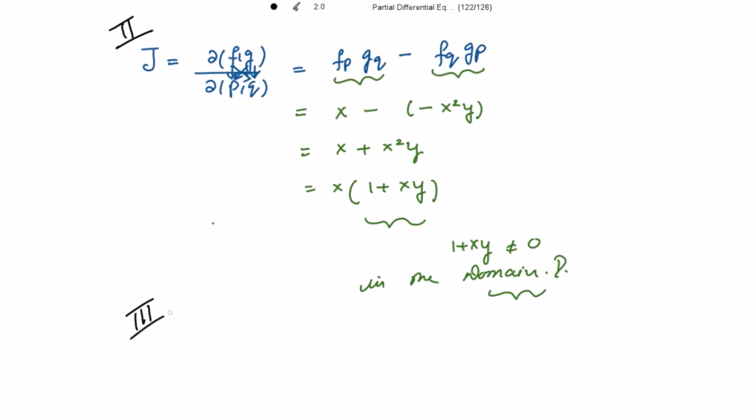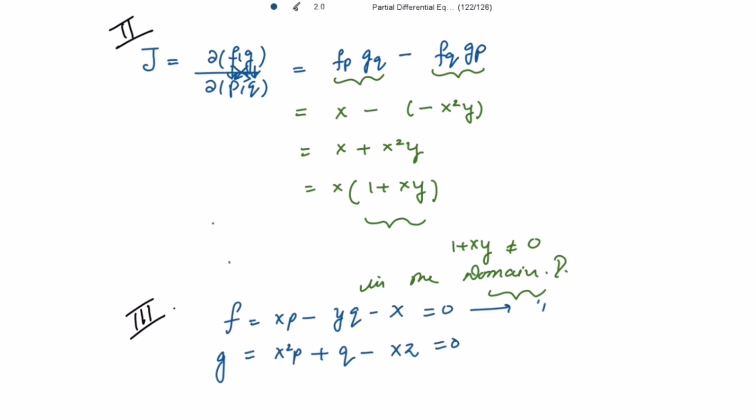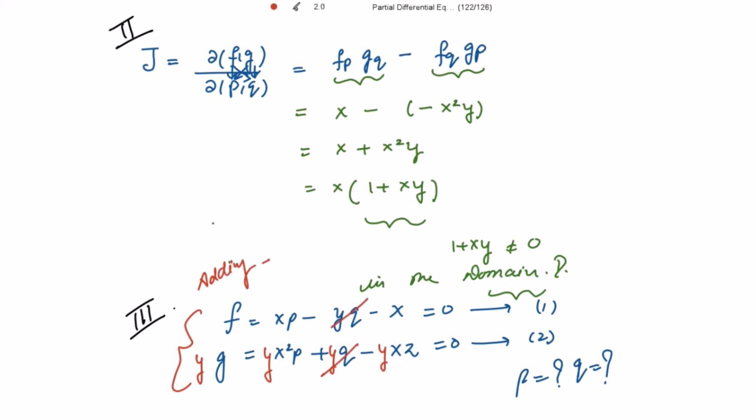So next, we need to find the value of p and the value of q from the equations f equal to 0 and g equal to 0. Let me name this as equation 1 and this as equation 2 to get the values of p and q. What I need to do is multiply the second equation with y, so that I get yq in the second term, and on adding these two, it will be cancelled out, and then from here we can find the value of p. So let's add these two equations first.